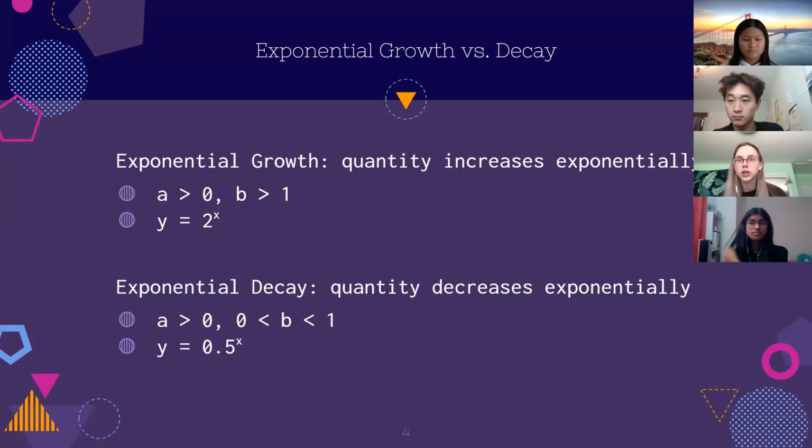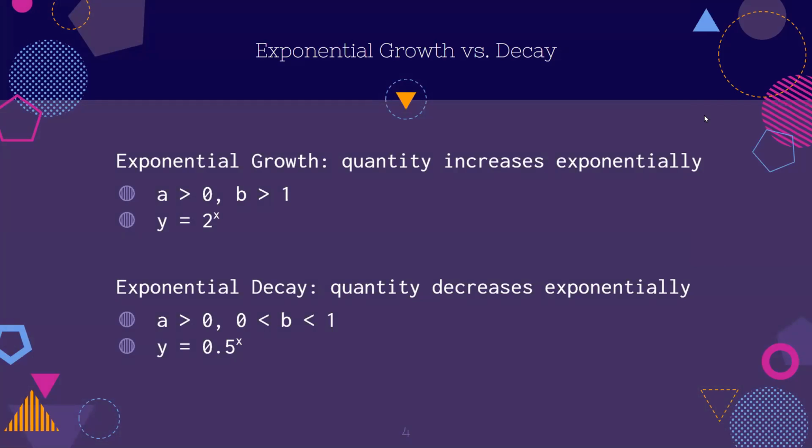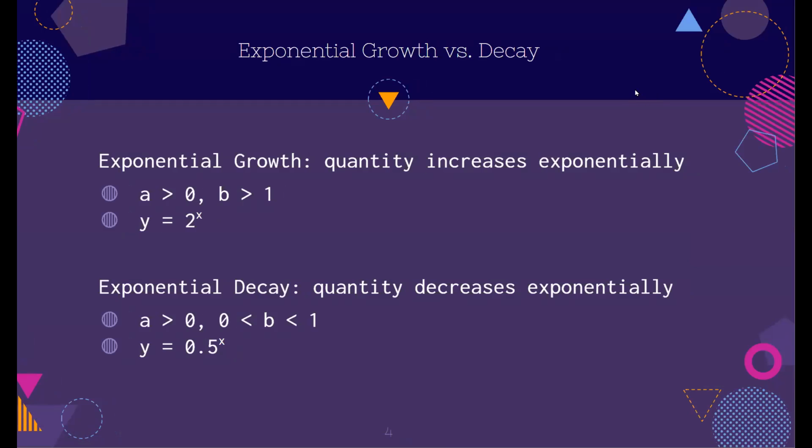In exponential equations, there's also exponential growth and exponential decay. Exponential growth is when the quantity increases exponentially, so a would be greater than 0 and b would be greater than 1. An example is y equals 2 to the x. Exponential decay is when the quantity decreases exponentially, so a is greater than 0 and b is between 0 and 1, so y equals 0.5 to the x.